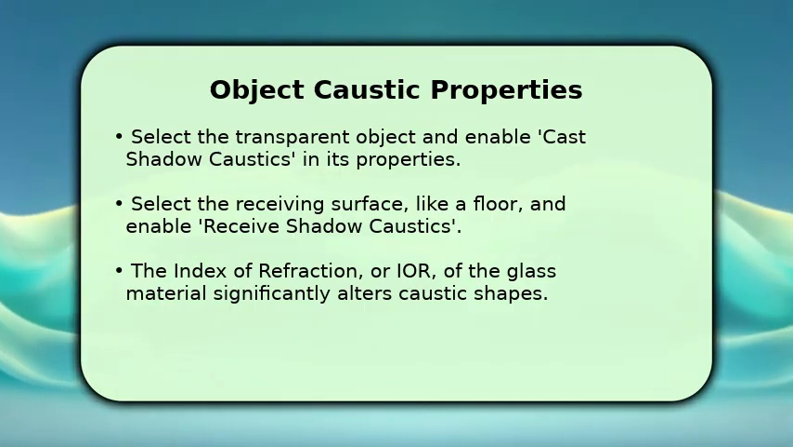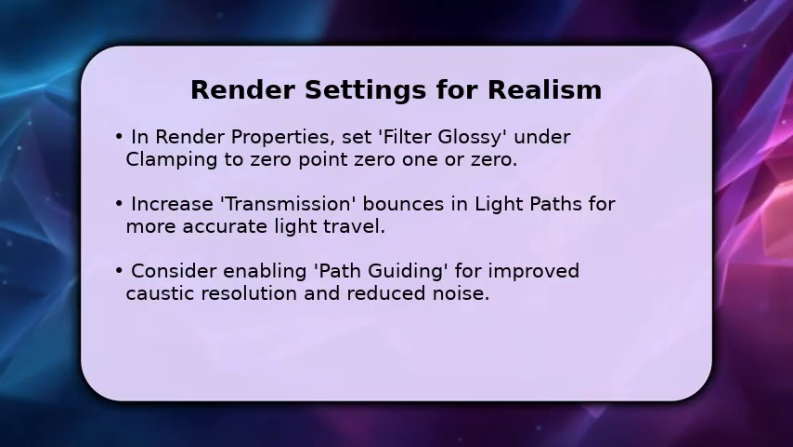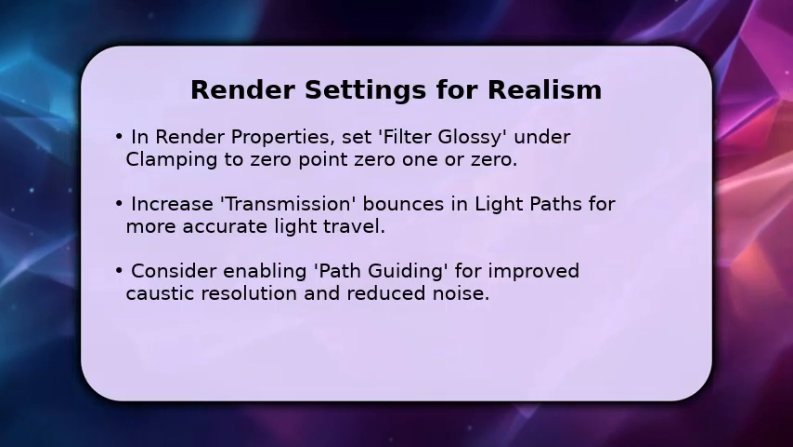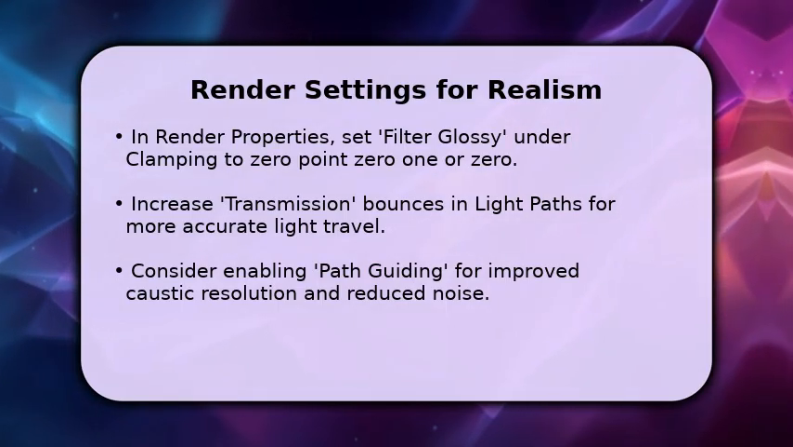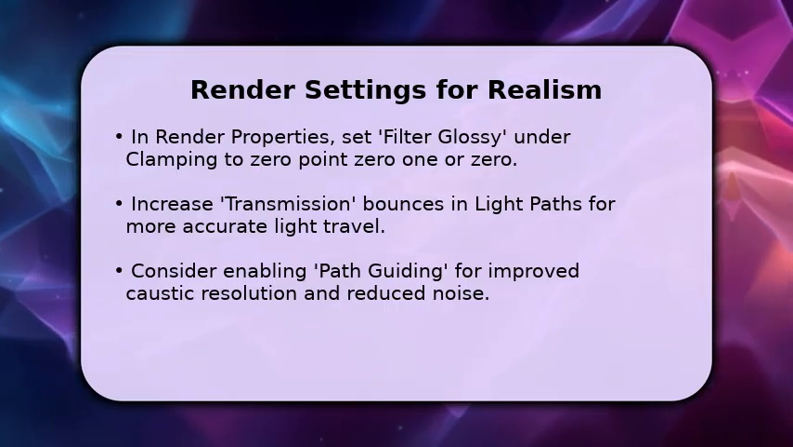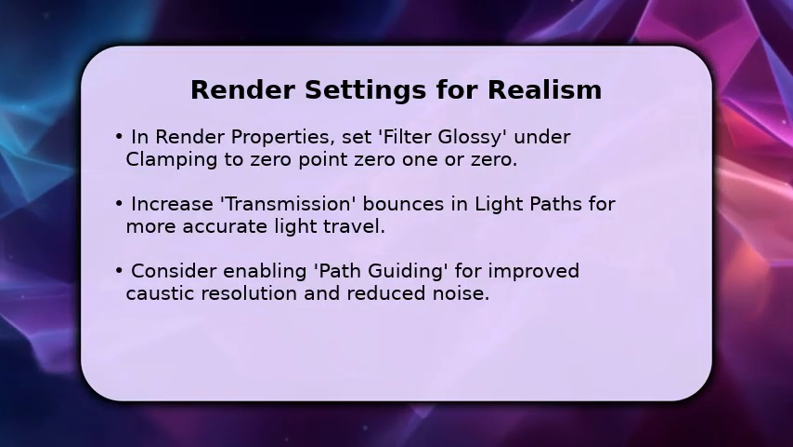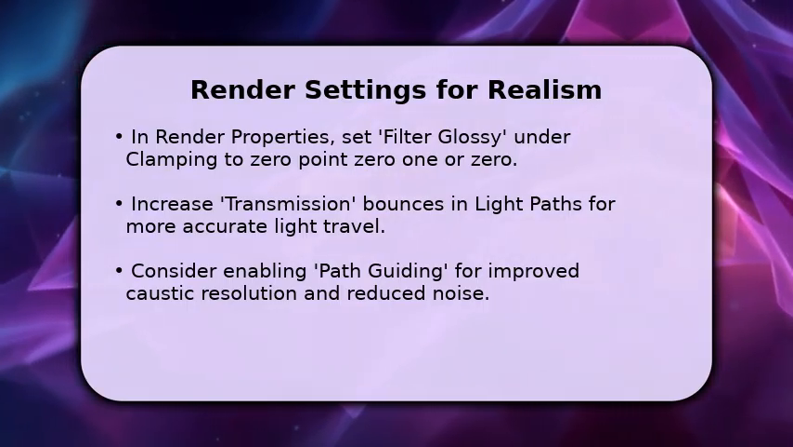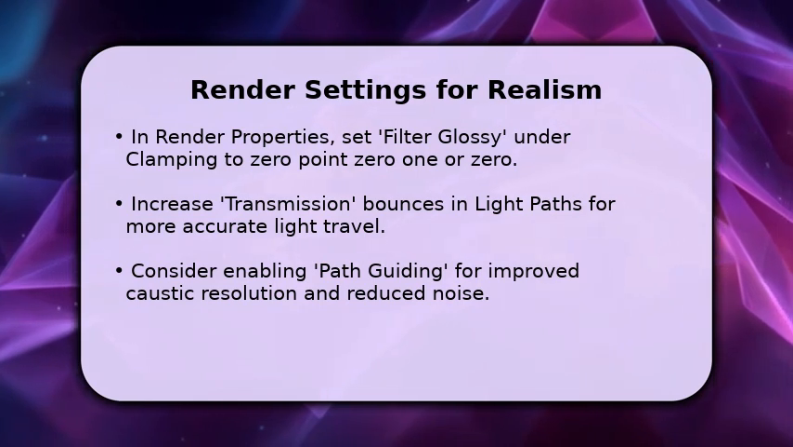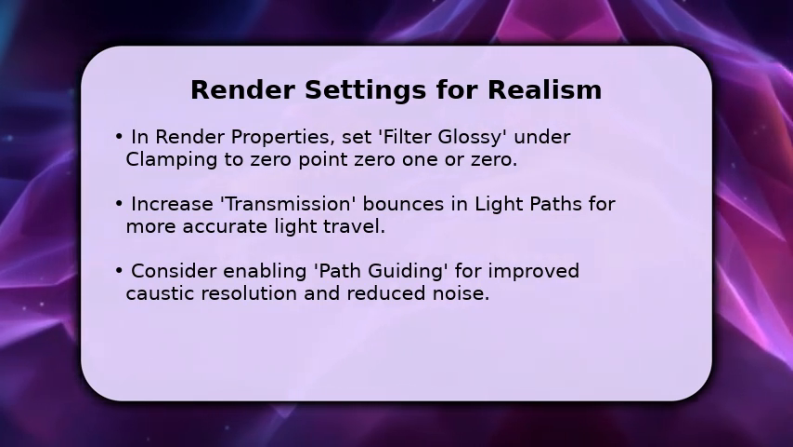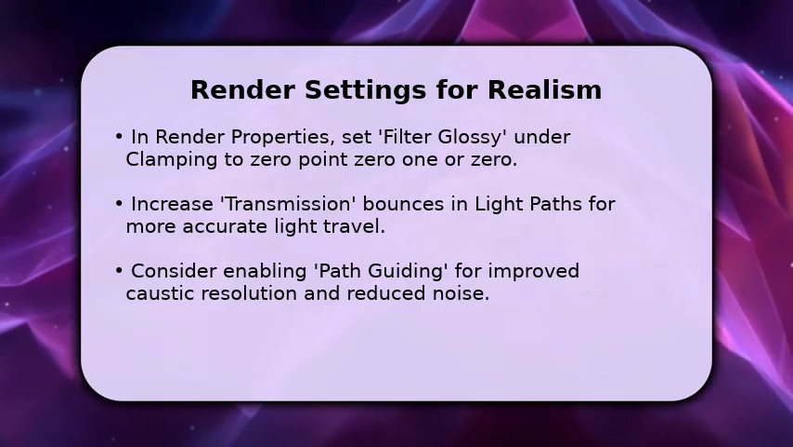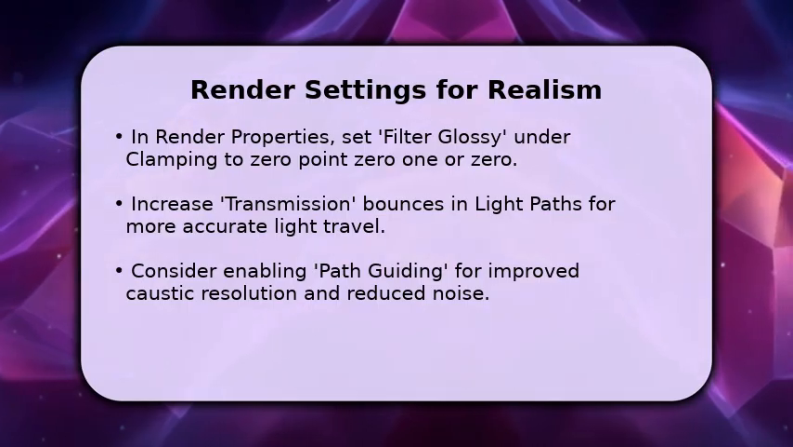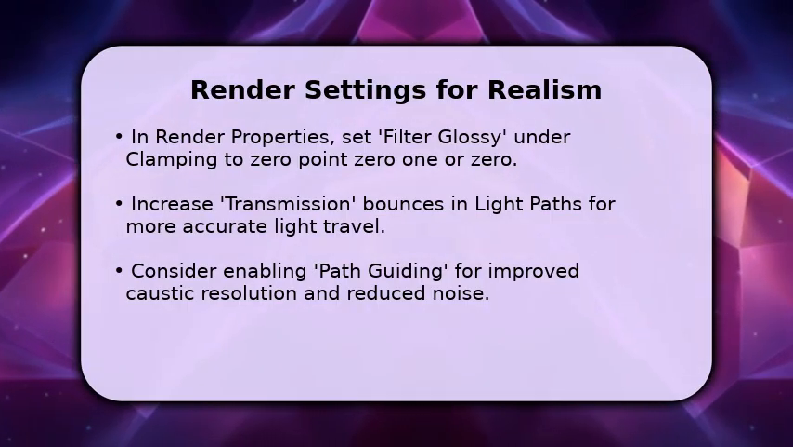Finally, let's refine your render settings for optimal caustic results. In the render properties, navigate to the clamping section and set Filter Glossy to a very low value, like 0.01 or even 0, to prevent blurring. Increase the transmission bounces in the Light Paths panel to allow light to travel through multiple transparent objects. Enabling path guiding can also significantly improve caustic quality and reduce render noise. Experiment with your light's strength and position to achieve the most striking and realistic caustic patterns in your scene.